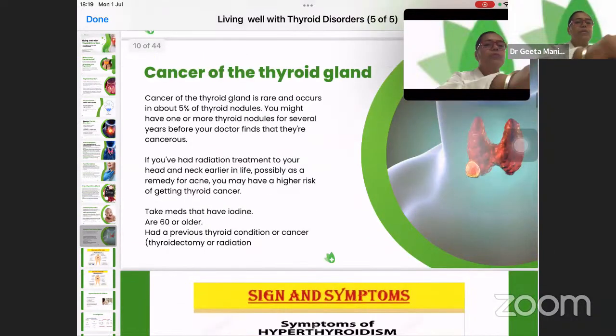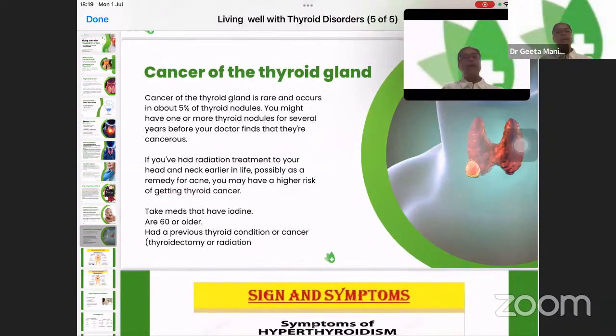Cancer of the thyroid gland. Cancer of the thyroid gland is rare and occurs in about 5% of thyroid nodules. You might have one or more thyroid nodules for several years before your doctor finds that they are cancerous. There might be a nodule which stays for longer, but it is not diagnosed. And then when it increases, probably in size or function, or if you have symptoms, only then you realize that you are suffering from malignancy of the thyroid.